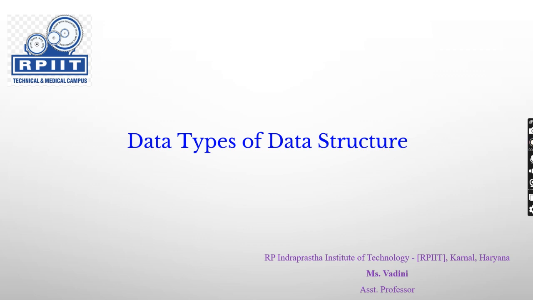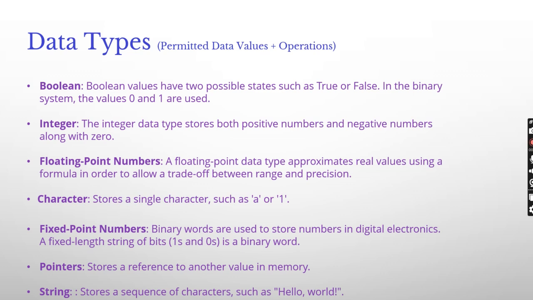Today we are going to learn about a topic that is data types of data structure. Data types means permitted data values and its operations. First one is Boolean. Boolean values have two possible states such as true or false. In the binary system, the values 0 and 1 are used.